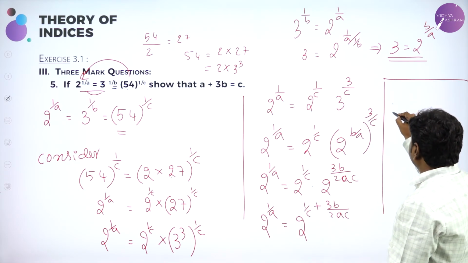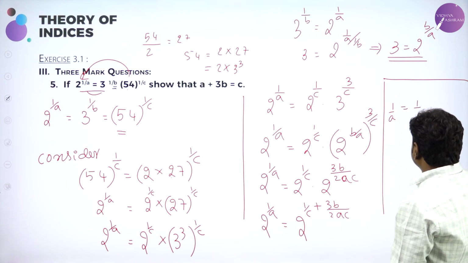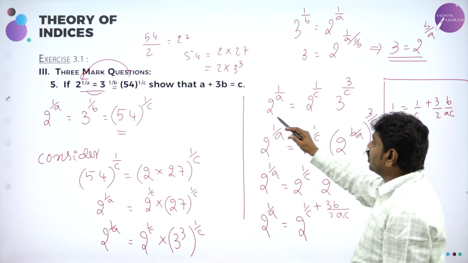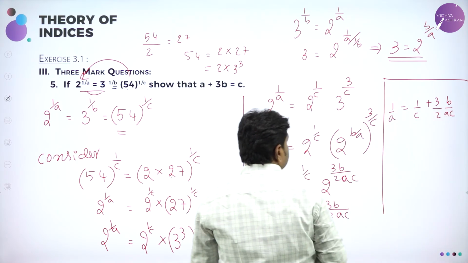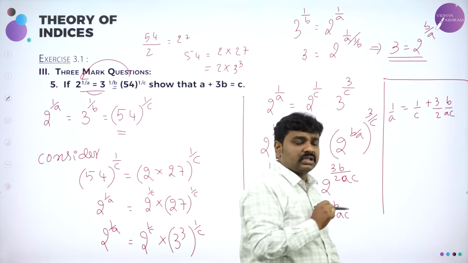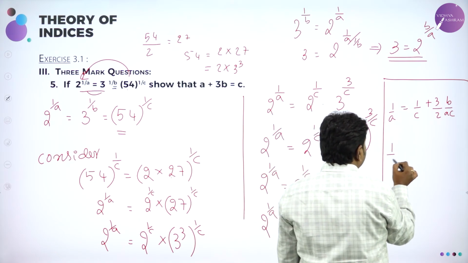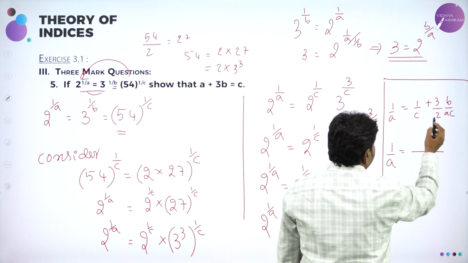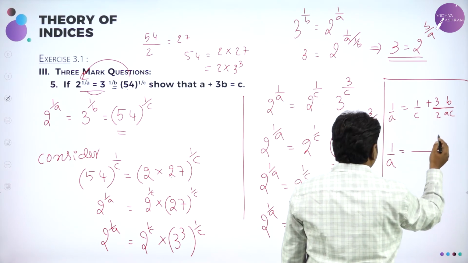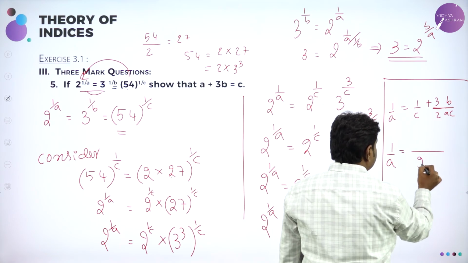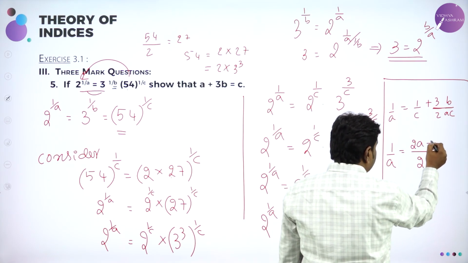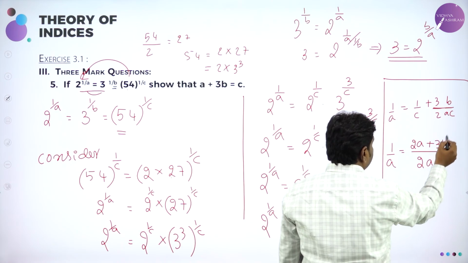What is the power? 1 by a is equal to 1 by c plus 3b by 2ac. And we need to prove what? a plus 3b is equal to c. So take the LCM. Now 1 by a is equal to, if I take the LCM of 2ac and c, the LCM is 2ac. This will become 2a plus this will become 3b.